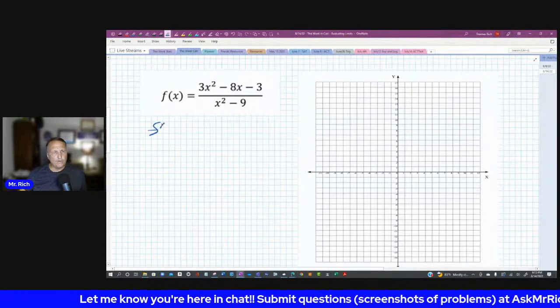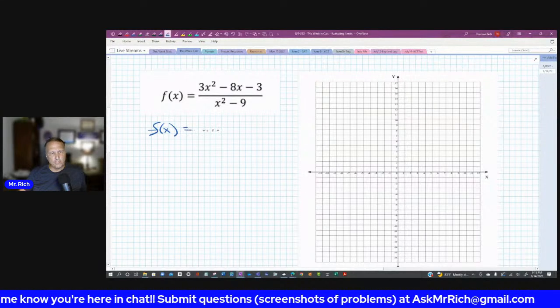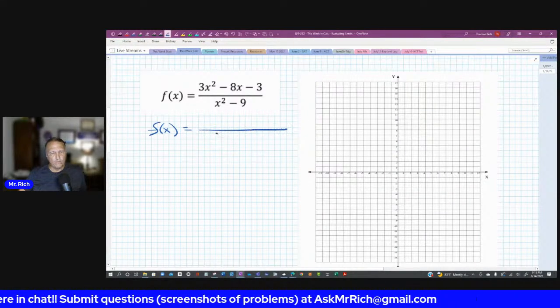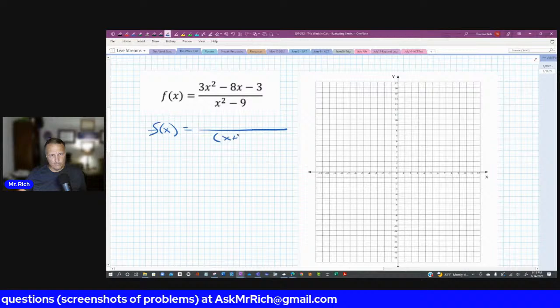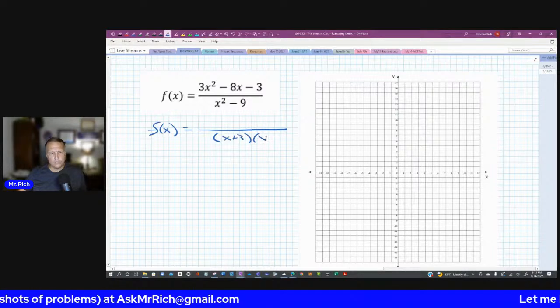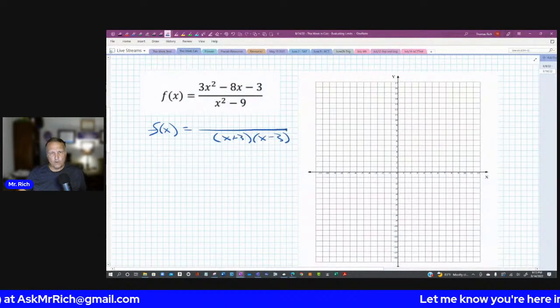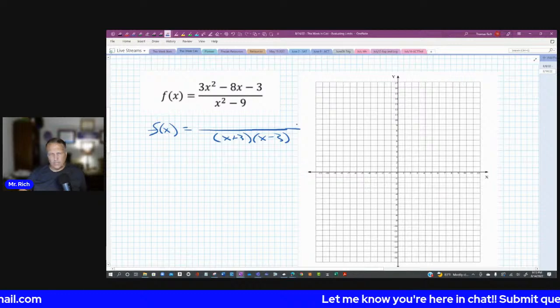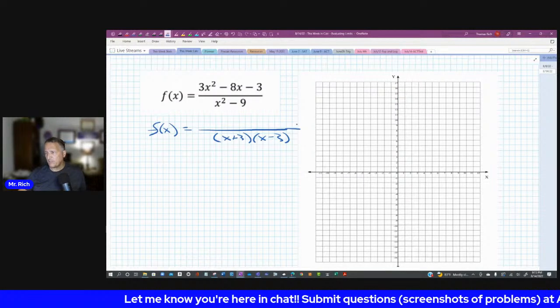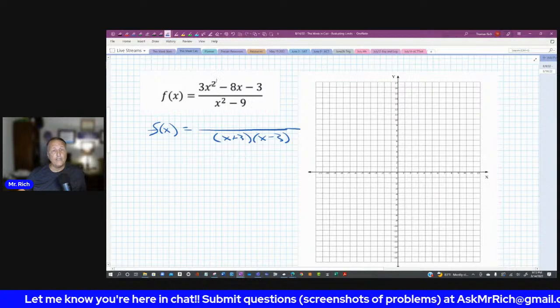You should have learned back in pre-calculus that if you want to sketch a graph of this, it's going to be very helpful to write each of the numerators and denominators in their factored form. So I'm going to factor x squared minus 9 as the difference of two squares. So I've got x plus 3, x minus 3.